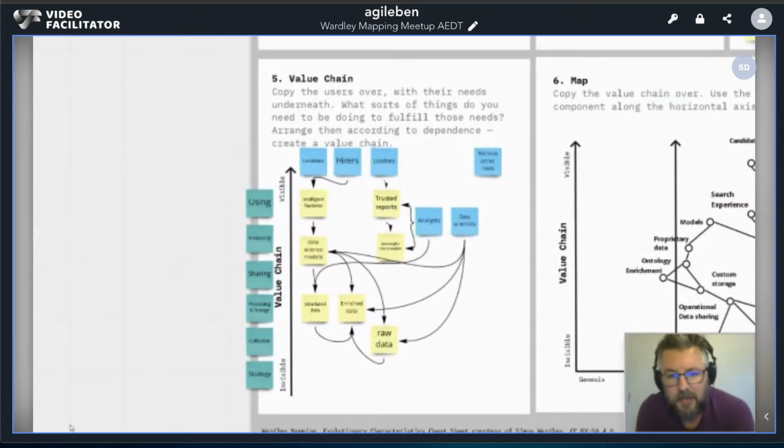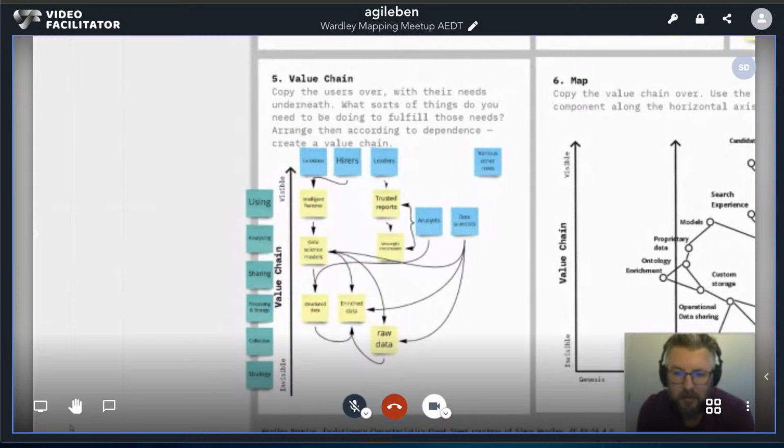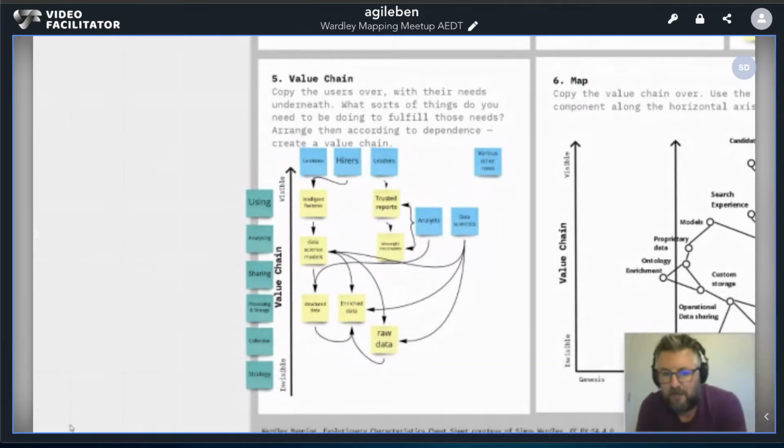So the next piece was the value chain, and as I mentioned earlier, the most important part is this: if we think of a user, their needs, and the components most important for fulfilling those needs, then just thinking about each component and whether it's visible to that user or less visible will be enough information to work out where it sits vertically on that axis.